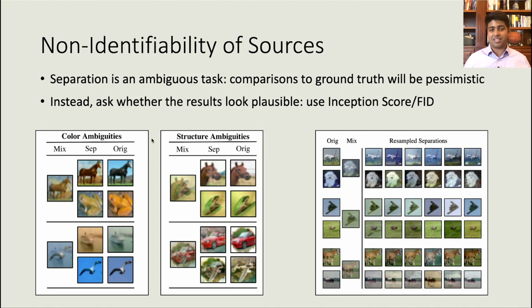These are widely used in the generative modeling community and are a measure of how good a source is, which is really what we are trying to solve here. We are trying to create two sources which sum to the mixture and which are high quality sources, even if they are not exactly the same as the ground truth.